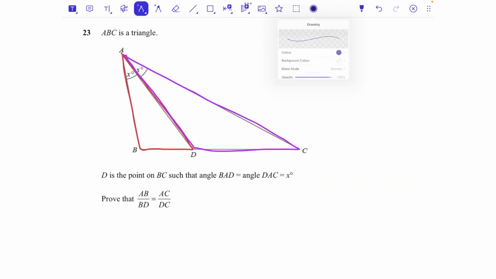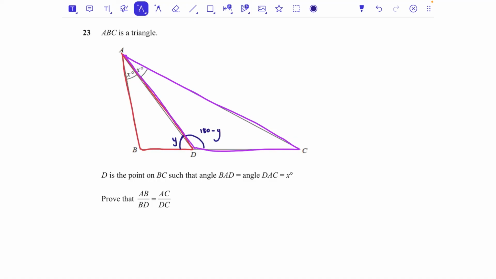Great, okay, so firstly, we've got D is the point on BC, such that angle BAD and DAC is x. So both of those angles are exactly the same, they're both x. Prove that AB over BD equals AC over DC. Okay, so all I can do as well is draw in this angle here. I'm going to call this y, and if that one's y, then this one is 180 take away y.